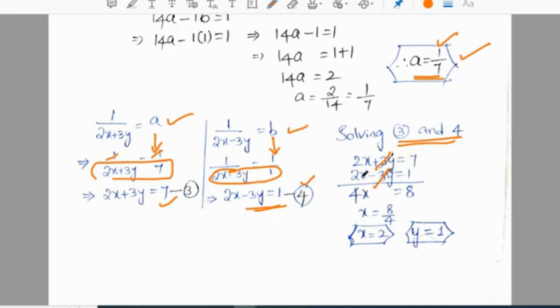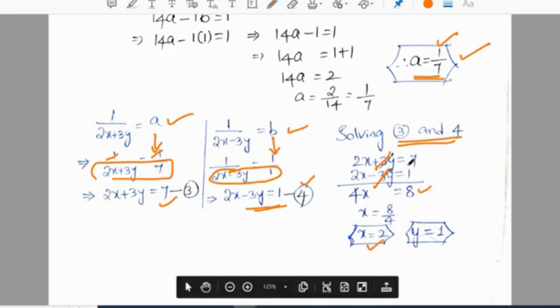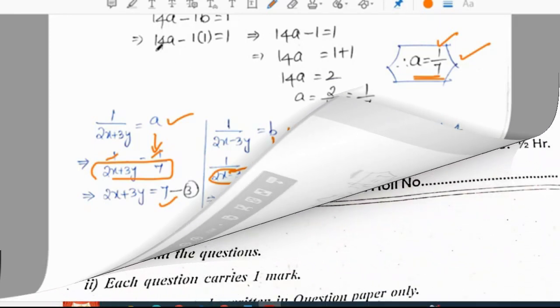So plus 3y and minus 3y get cancelled. 2x plus 2x is 4x, 7 plus 1 is 8. So x is equal to 8 by 4, which is 2. Substituting x in any one of the equations, we will get y value as 1. x is equal to 2 and y is equal to 1 is the solution for the given question.